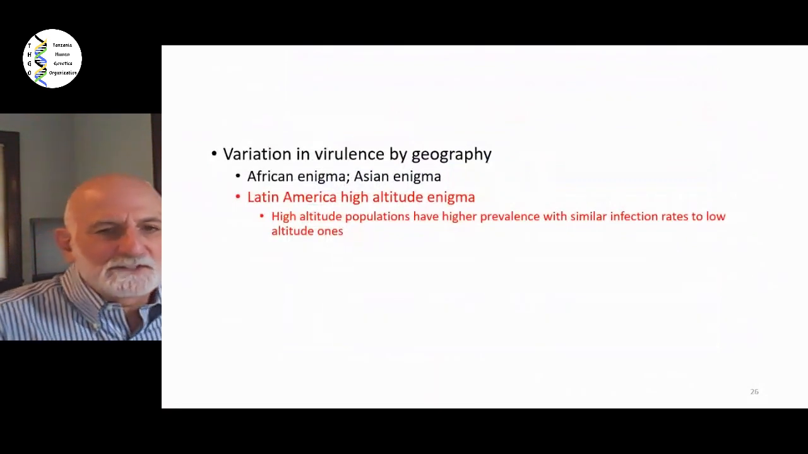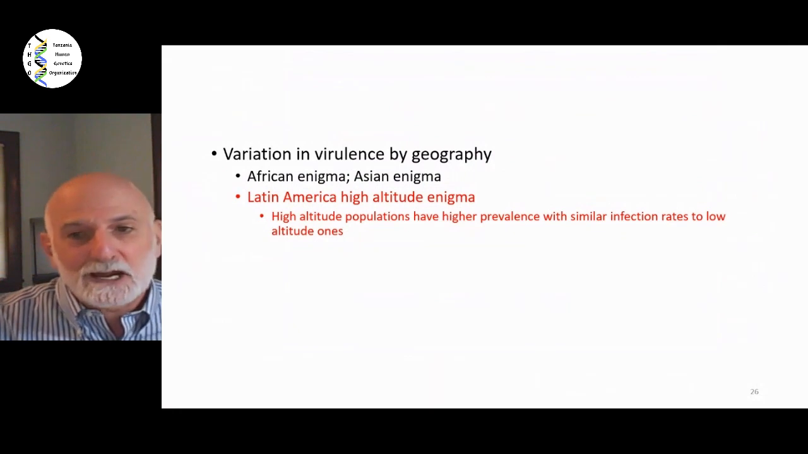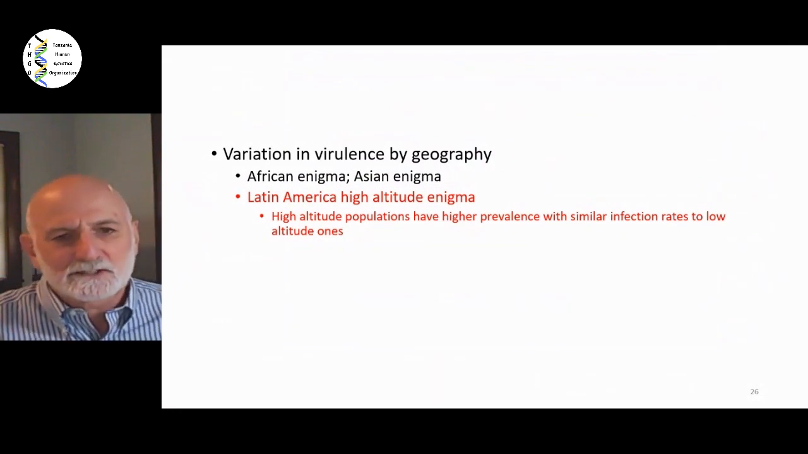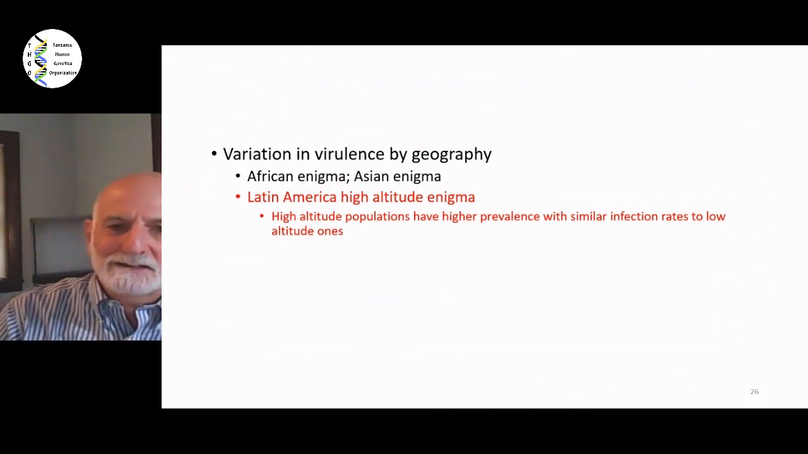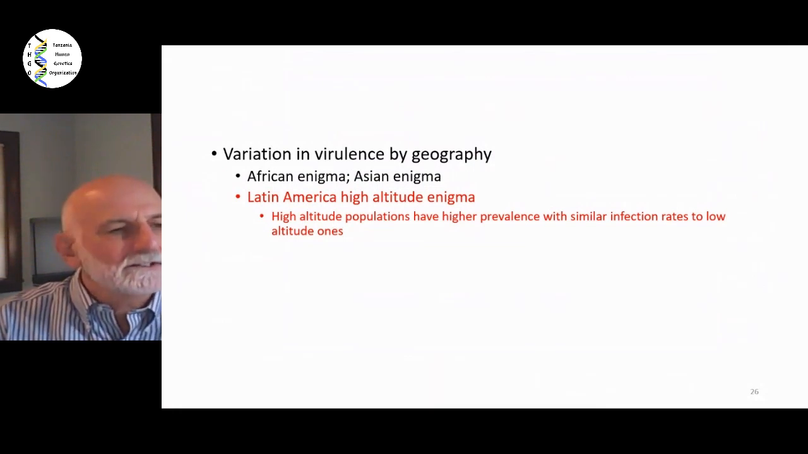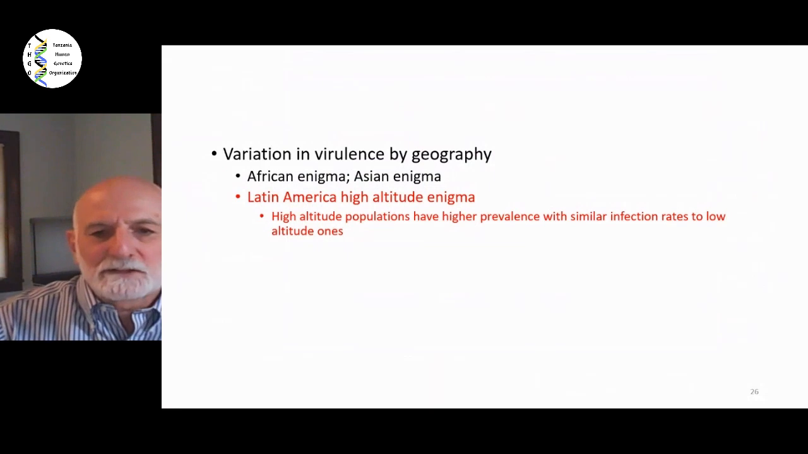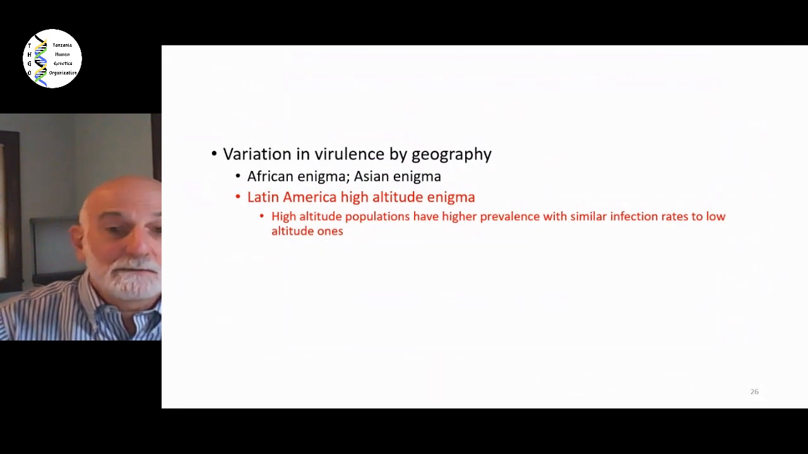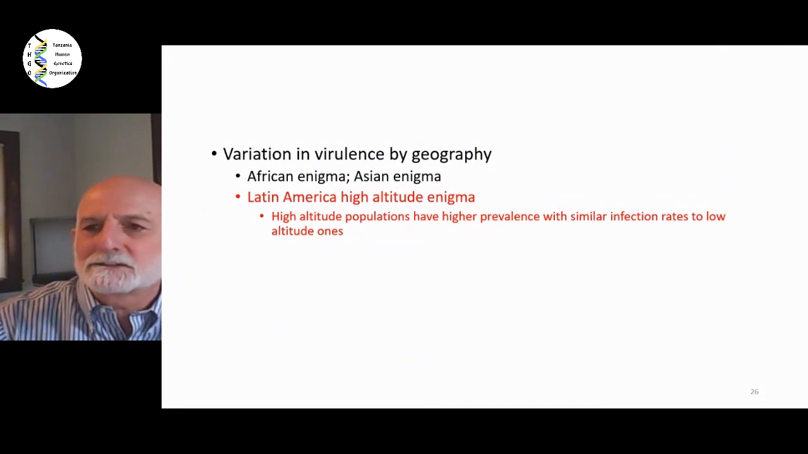So these two enigmas are referred to as the African enigma and the Asian enigma. There's a third enigma, which actually is the one that I'm going to focus on for the remainder of this talk, where I'm talking about gastric cancer, and that's the Latin America high altitude enigma. It's been shown over and over again that populations at high altitude in South and Central America have a very high prevalence of gastric cancer, despite the fact that they have very similar infection rates to the lower altitude populations. In the study population, the infection rates both in the coastal regions of Colombia and in the Andes are about 90%, but there's a 25-fold difference in gastric cancer incidence.